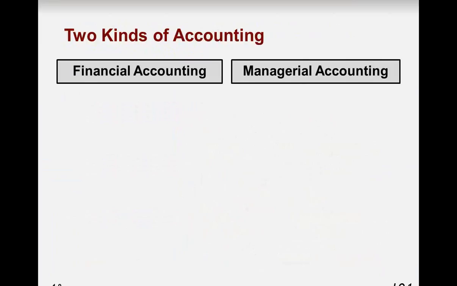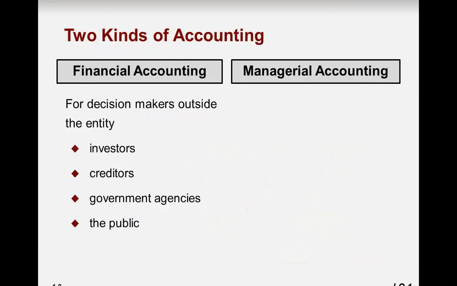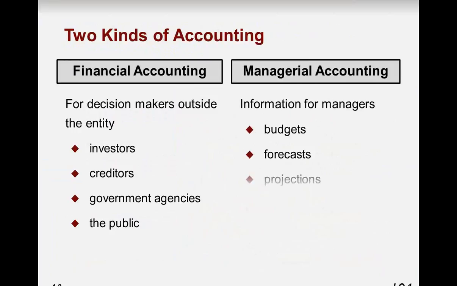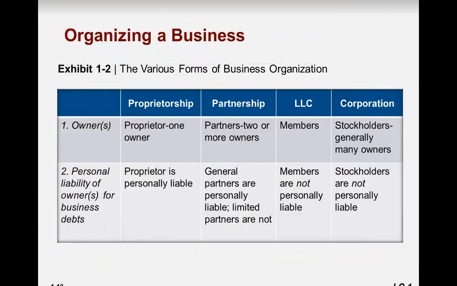There are two kinds of accounting, financial accounting and managerial accounting. Financial accounting is used for decision makers outside of the company, like investors, creditors, government agencies, and the public. Managerial accounting is information for managers. We create budgets, we do forecasts, we have projections of what we're going to do within the company.